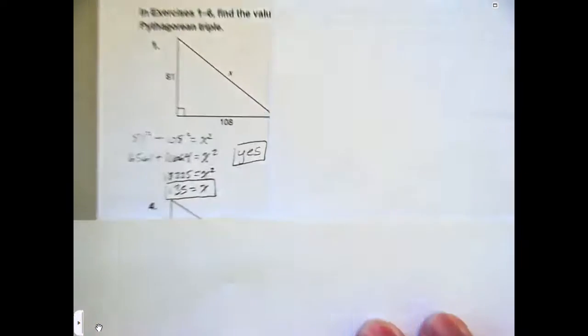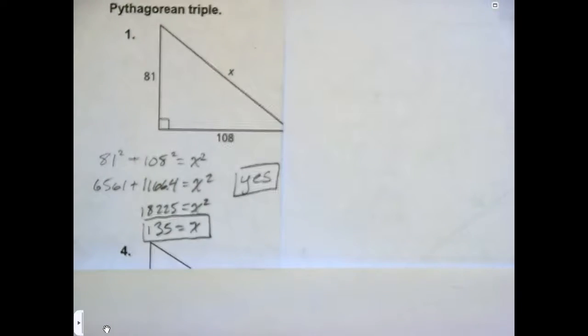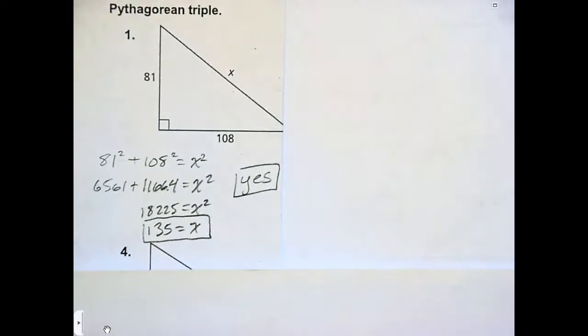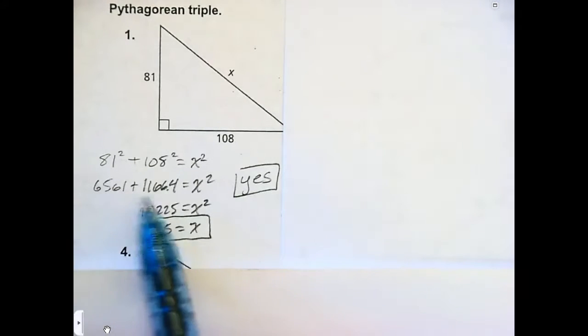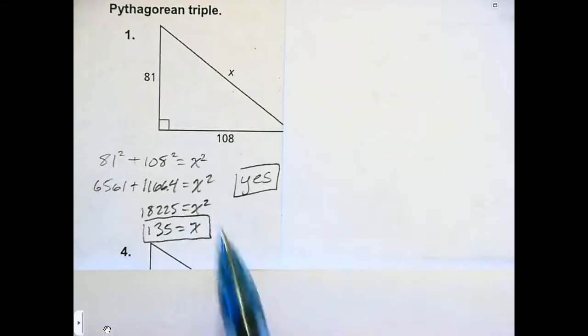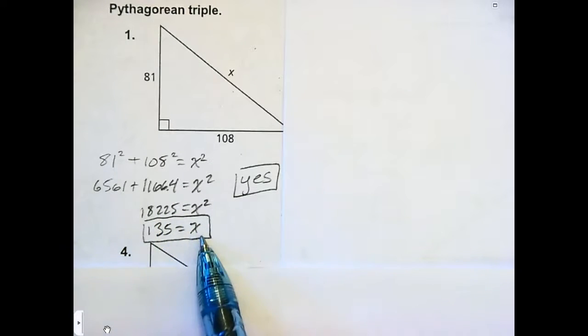Okay, I realize you're not quite done, but I want to do 1 and 4 real quick. So number 1. Here we go. Number 1, we have 81 squared plus 108 squared is equal to x squared. That's that big number and that big number. Put together is 18,225 equals x squared. X is 135. Is it a Pythagorean triple?